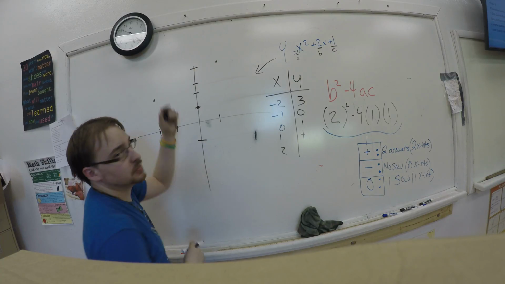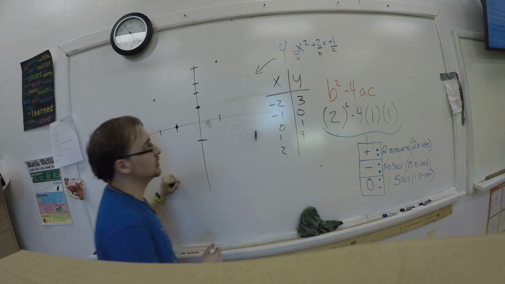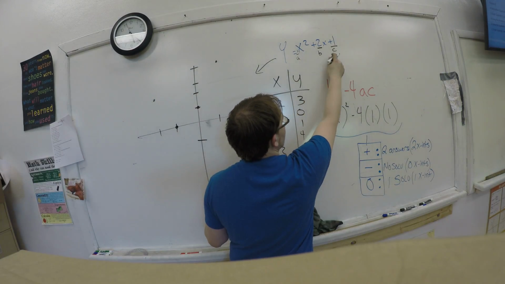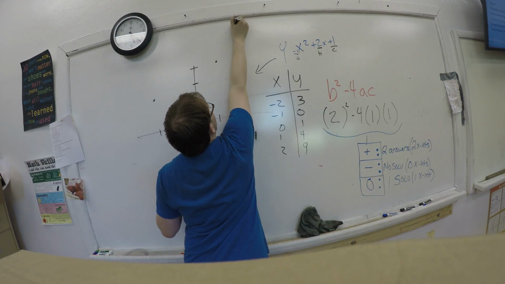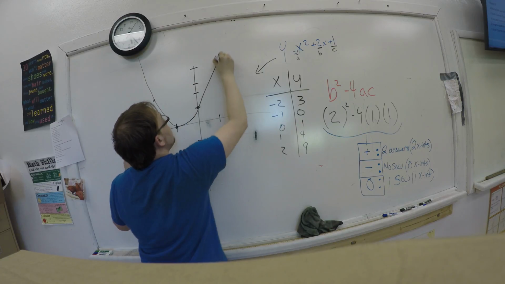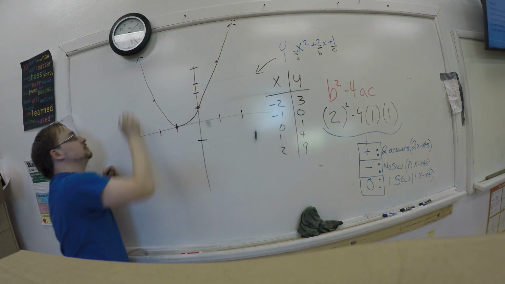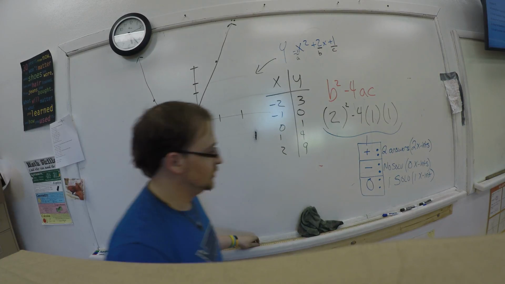And it's going to look a little weird because my graph isn't perfect, right? There's not the same amount of space in between each of these intervals. 2 squared is 4, plus 4 is 8, plus 1 is 9. Way up here, right? So at 2, it's somewhere up there. That's the graph of our parabola. Cool.